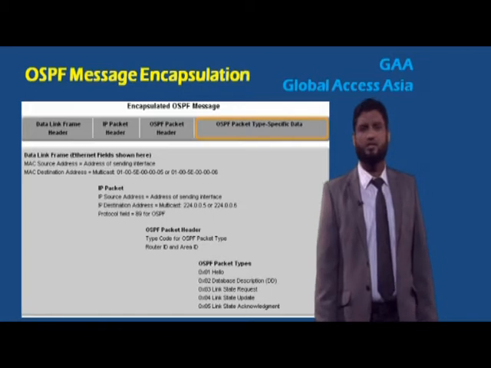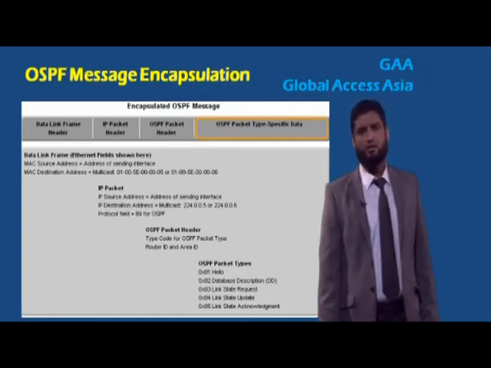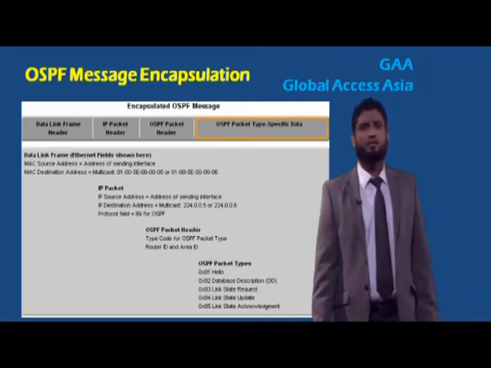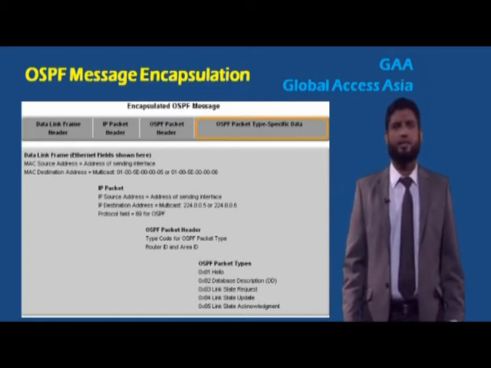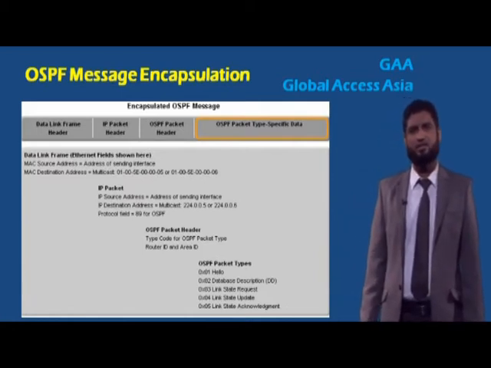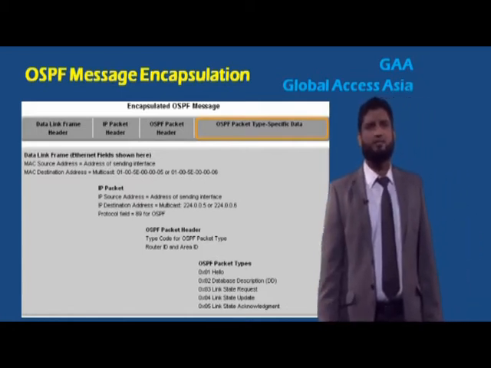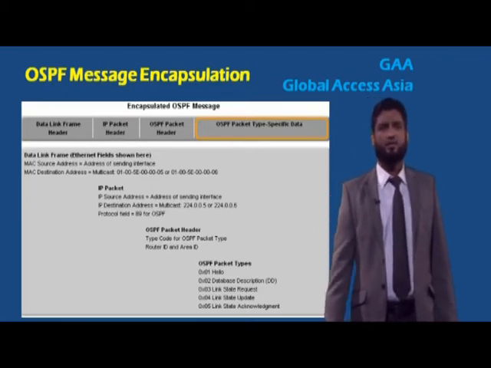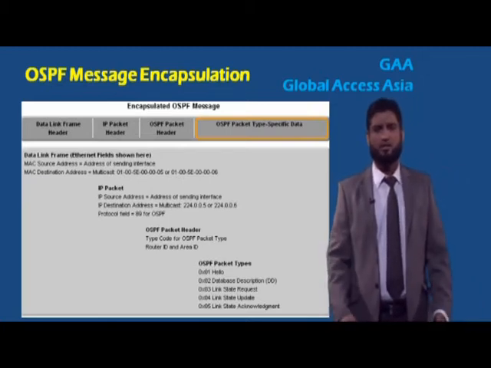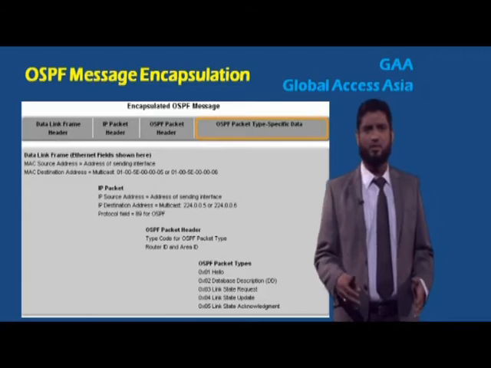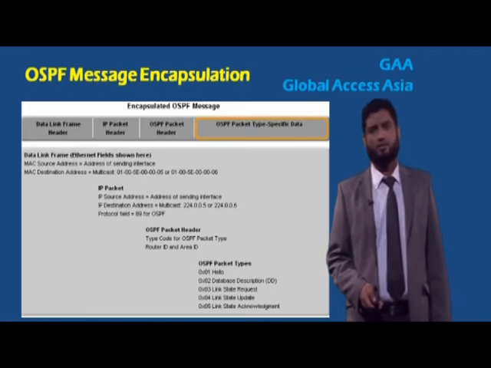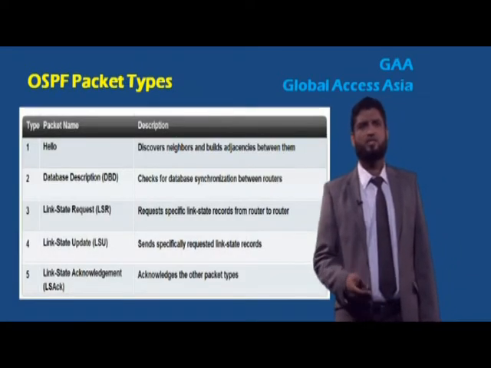OSPF message encapsulation. In a previous session this week, we also discussed the frame formats of EIGRP. This is the data link frame header, then the IP header, and the OSPF packet header, with the OSPF packet type and specific data. The data link frame structure, an Ethernet frame, is shown here, then the IP header, OSPF packet header, and OSPF packet types. We'll be discussing a little later what kinds of packets are considered for the Open Shortest Path First protocol. This is the OSPF packet types.